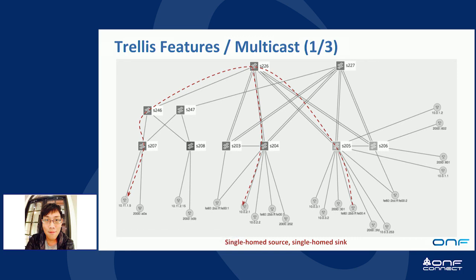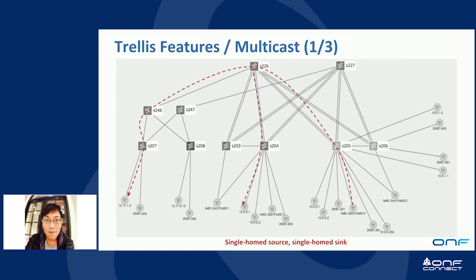Multicast. In Trellis, we actually support different multicast configurations. For the very simple one, we support single home source and single home sink. If you look at the red dotted line here on the right-hand side, this is a single home multicast source, which is usually, for example, a VOD server or your video stream source. It sends multicast traffic out, and Trellis will build the multicast tree according to the location of the sinks.